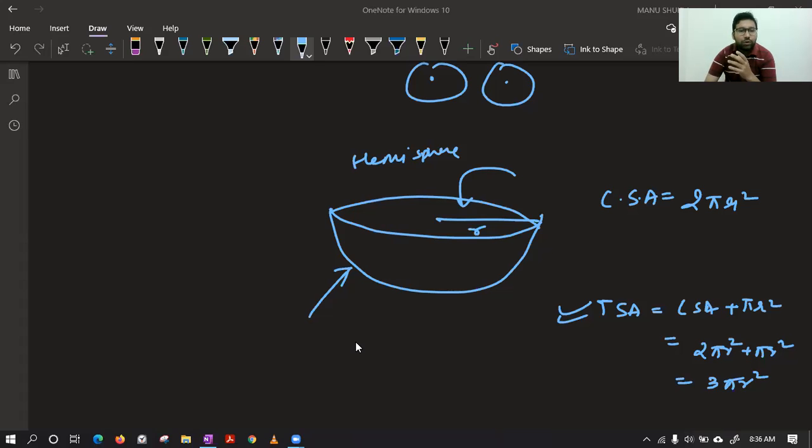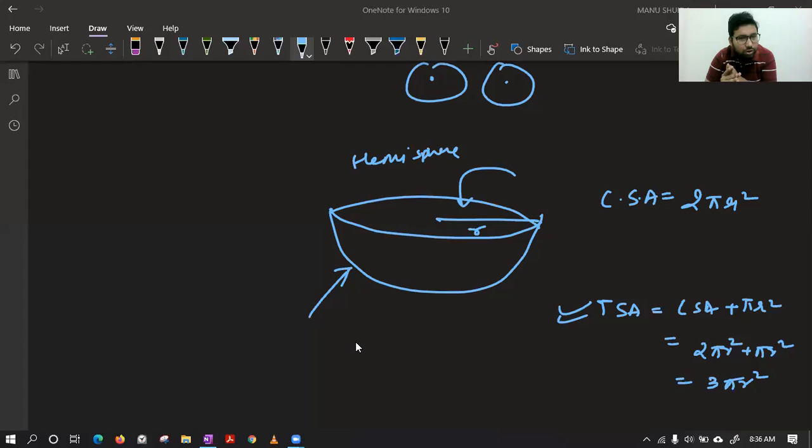Vaishnav, try to understand: the bottom surface is a curved surface whose area is 2 pi r square, and the top is a circle whose area is pi r square. When you add both these surfaces, you will get the total surface area of a hemisphere. Vaishnav, if you have anything spherical at your home, you can try with that and try to understand this one.